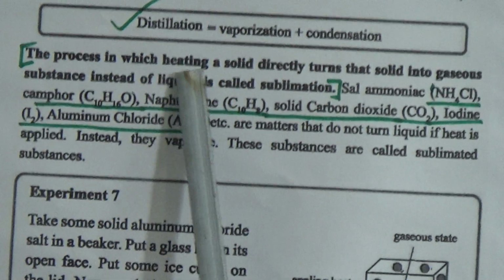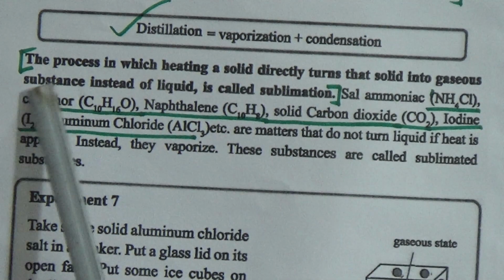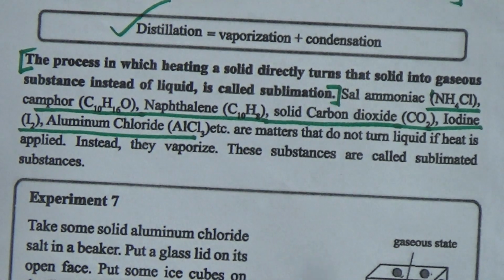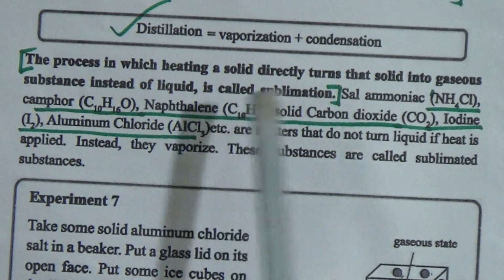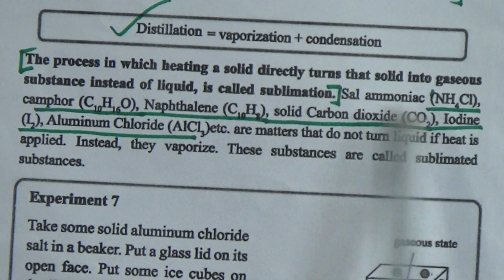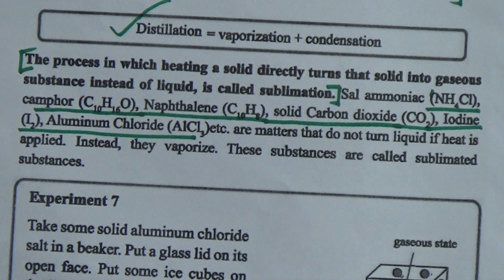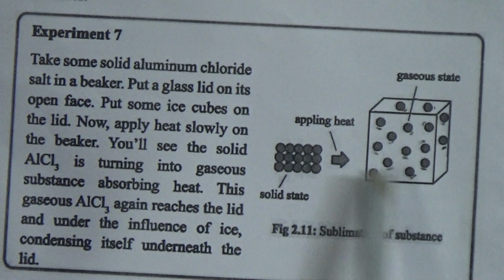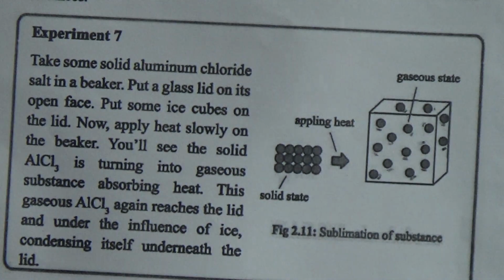The process in which heating a solid directly turns that solid into a gaseous substance instead of liquid is called sublimation. Substances like ammonium chloride, copper, naphthalene, solid carbon dioxide, iodine, aluminum chloride, etc. are examples of sublimation. And see, if you observe this picture carefully, from a solid, if you provide heat directly, it turns to gaseous.